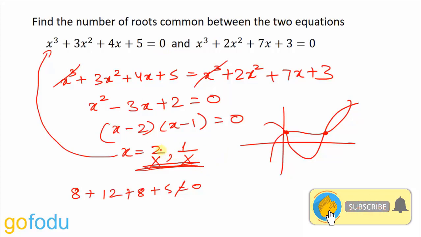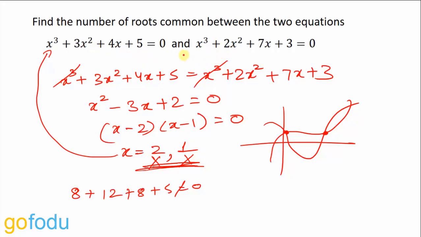So these were the common points. 2 and 1 were the common points between these two cubic equations. But these common points are not roots of these equations. So there is no common root for these two equations. Okay. Graphs for these two equations are not going to intersect. This is not possible. The graphs will be something like this.